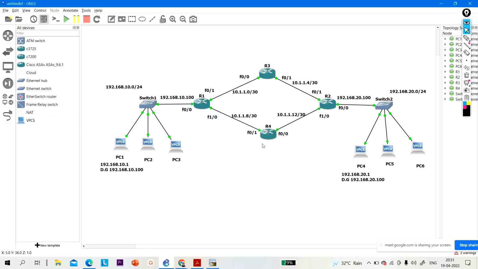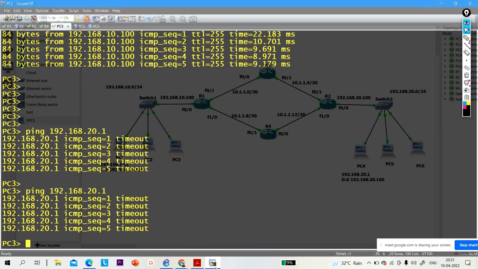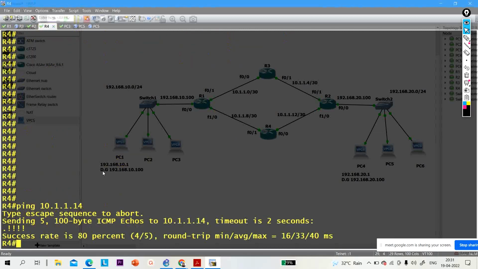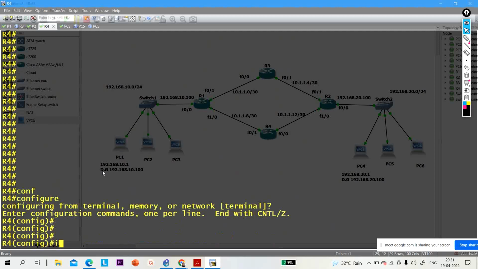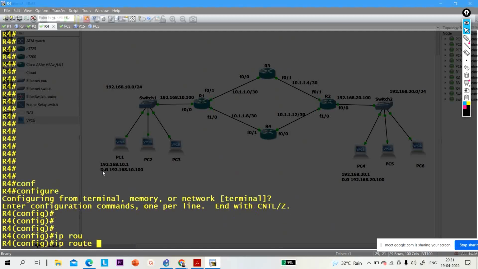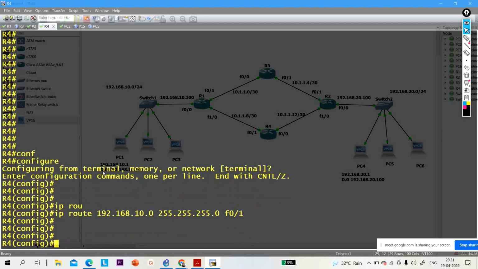Yes, you are very clear with routing, Gobind. So on R4, configure terminal, IP route 192.168.10.0 255.255.255.0 FastEthernet 0/1. Okay.